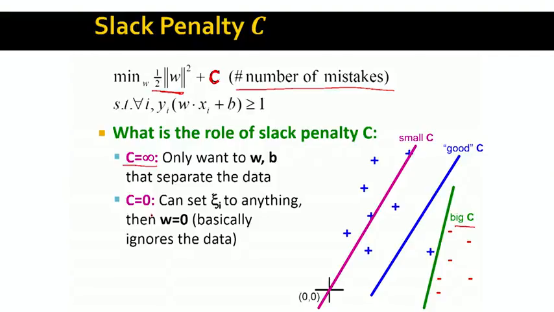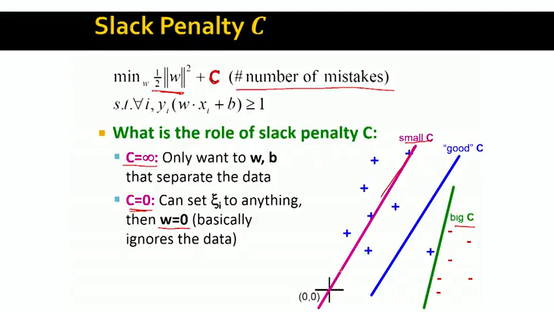For example, if we set C equals 0, which would basically mean that we don't really care about misclassifications, but we just want to make our W as small as possible, then basically this would ignore the data, and the whole decision boundary would just be something that goes through the coordinate origin. So it could be this violet line that I show here.